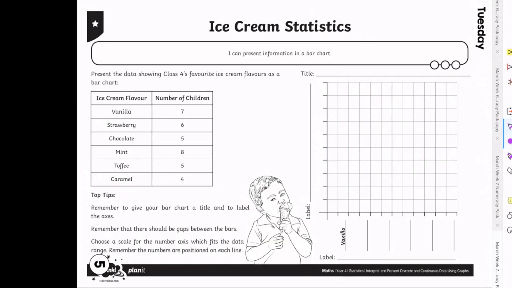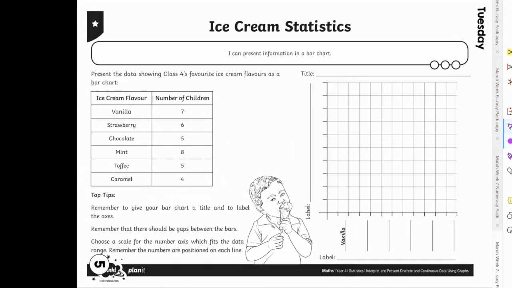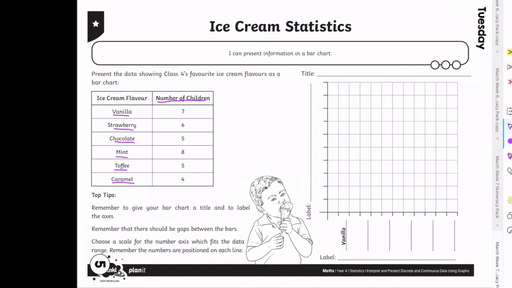Lastly for today, we're going to look at the data that we've been given, and we're going to plot the data on the graph. Class 4's favorite ice cream flavors have been noted in this chart. We have the flavors vanilla, strawberry, chocolate, mint, toffee, and caramel. We also know the number of children that chose each of these flavors. So 7 children chose vanilla, 6 children chose strawberry, 5 children chose chocolate, 8 children chose mint, and so on and so forth.